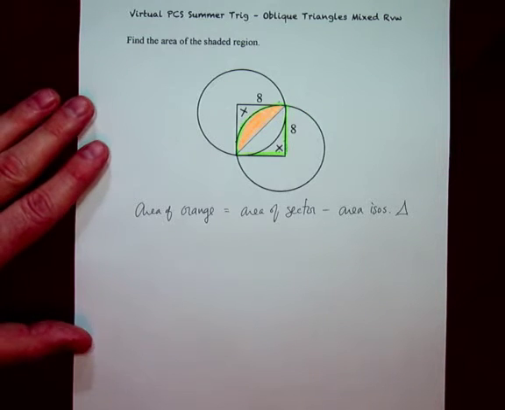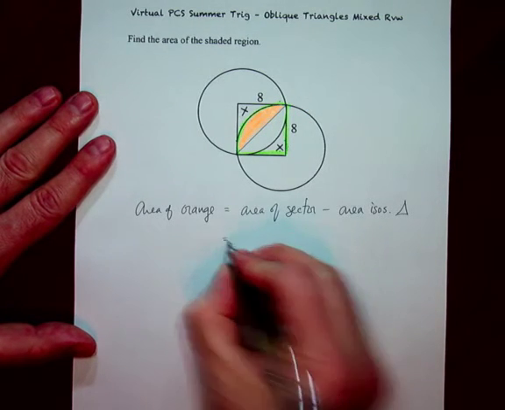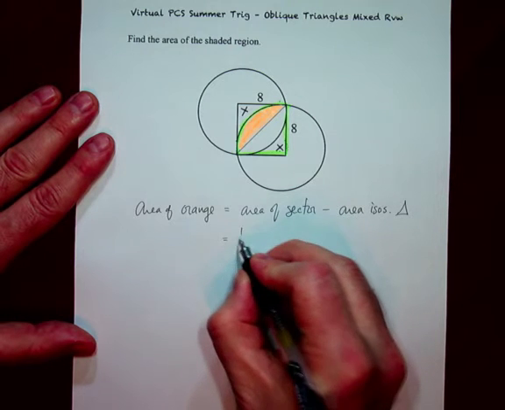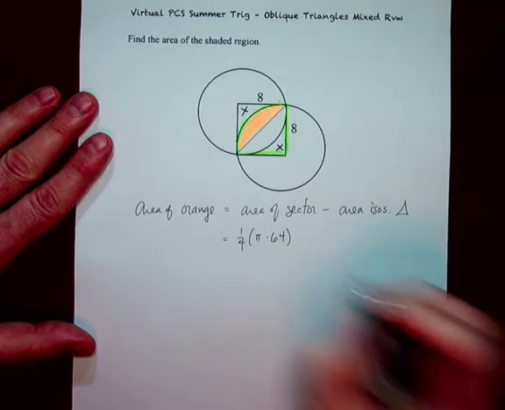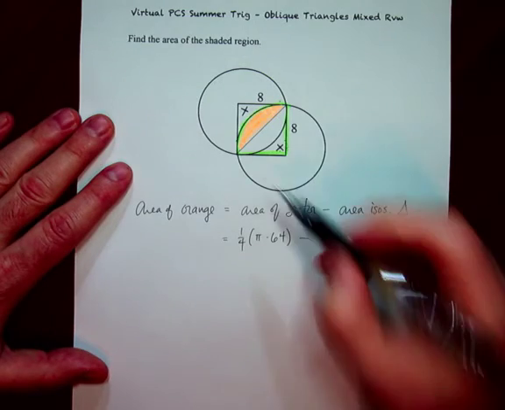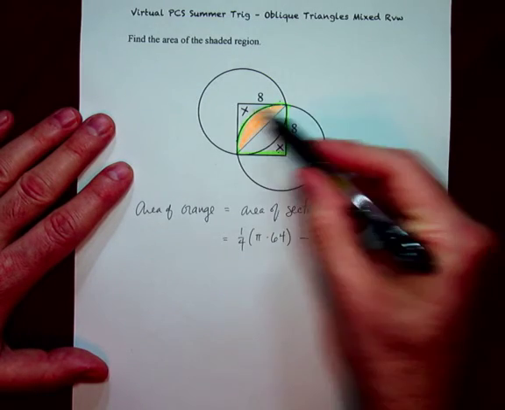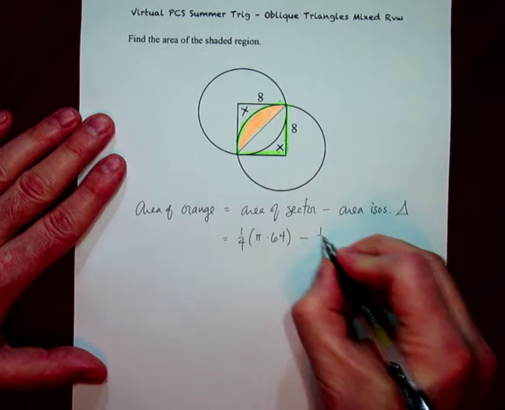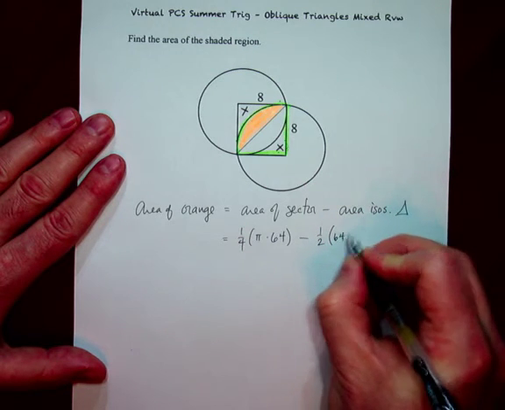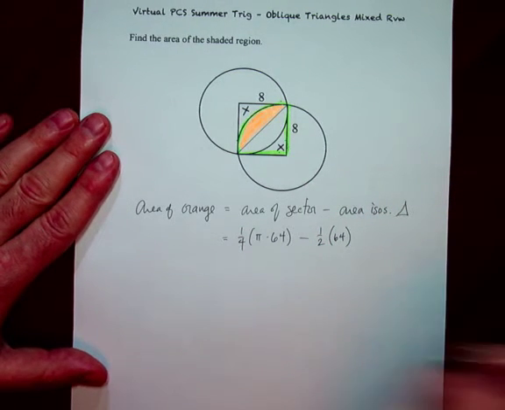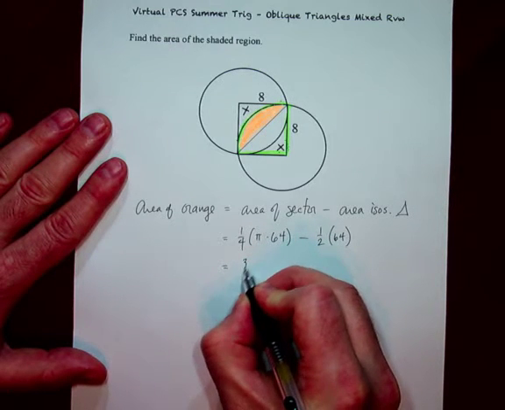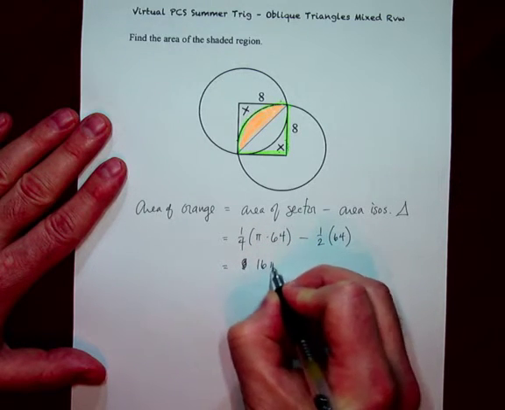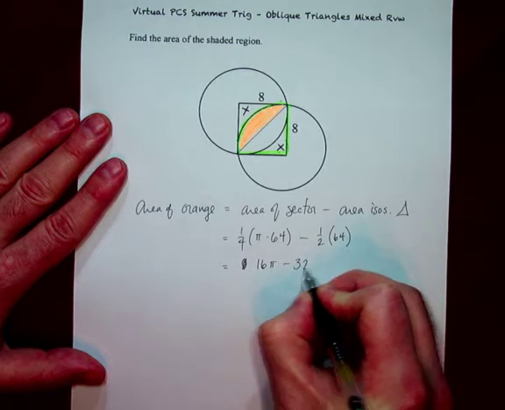And that isosceles triangle, okay, let's do the area of the sector. We already know the area of the sector. It's 1/4 pi r squared. The area of the isosceles triangle, this isosceles triangle, is basically half the square. So it's just half of 64, right? So the area of the orange region is going to be 16 pi minus 32.